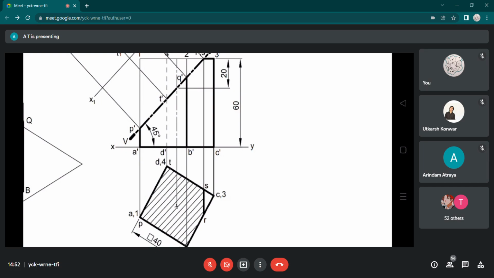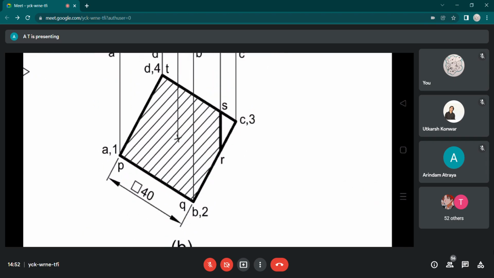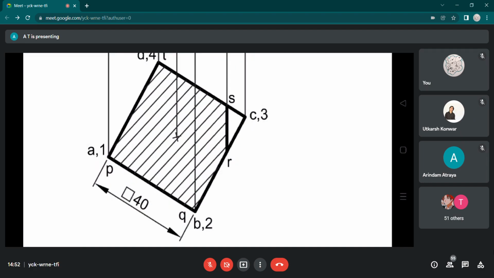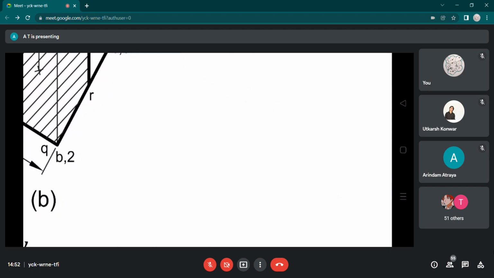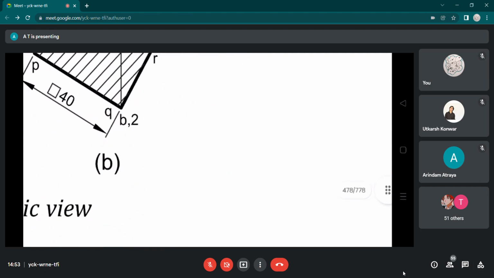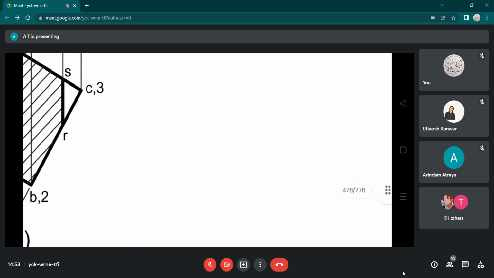draw a square. This square, A B C D. Are you able to understand what I'm trying to say? First of all, you have to draw this square: A, then B, then C, then D.